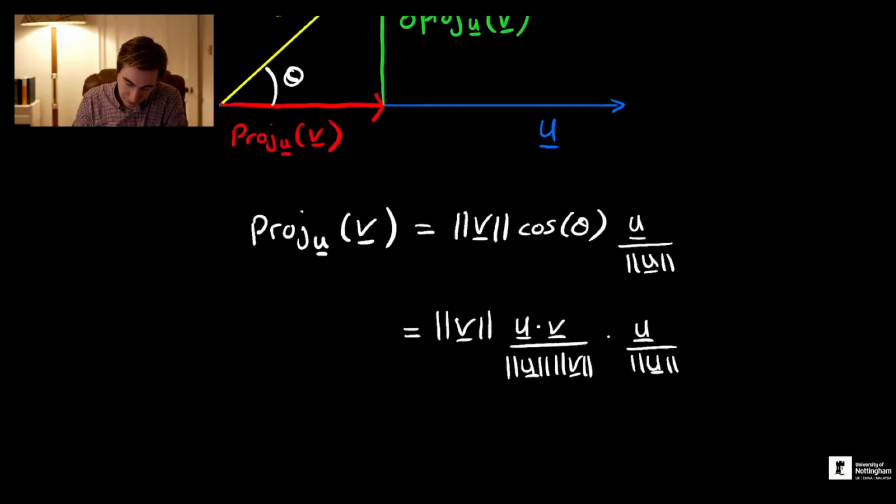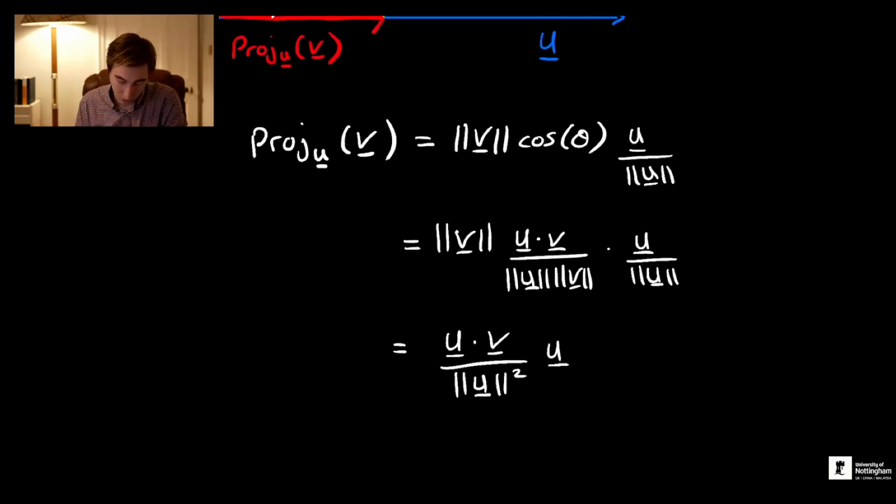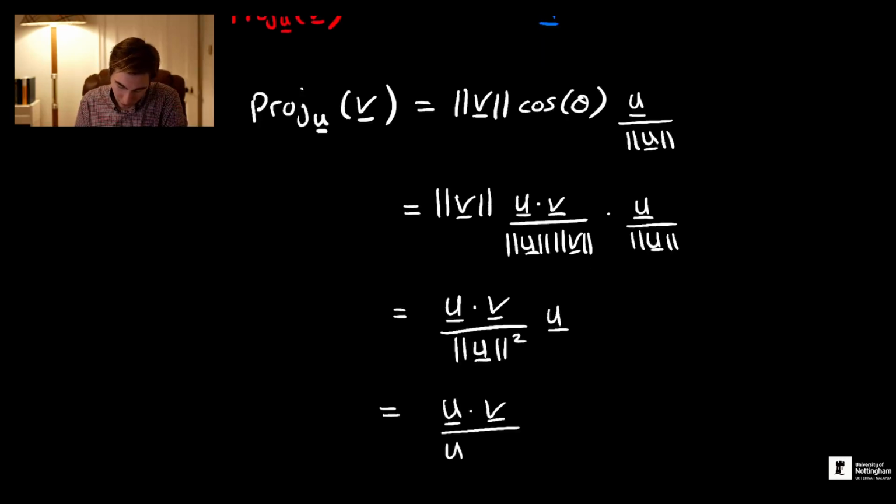Now we see here that the norm of v cancels, and this thing just multiplies by this thing to square it. So in other words, we have u dot v over the norm of u, all squared, times u. But we can otherwise write the norm of u all squared as simply u dot u. So this is sometimes written as u dot v over u dot u, which we'll bracket, and we multiply it by the vector u.